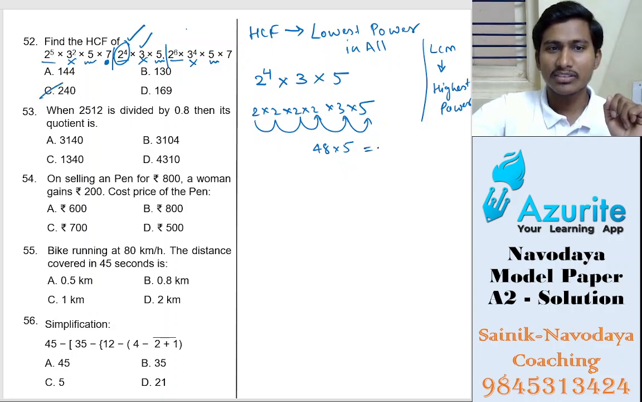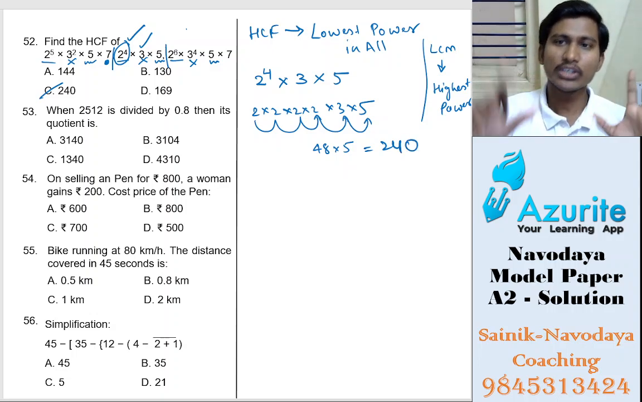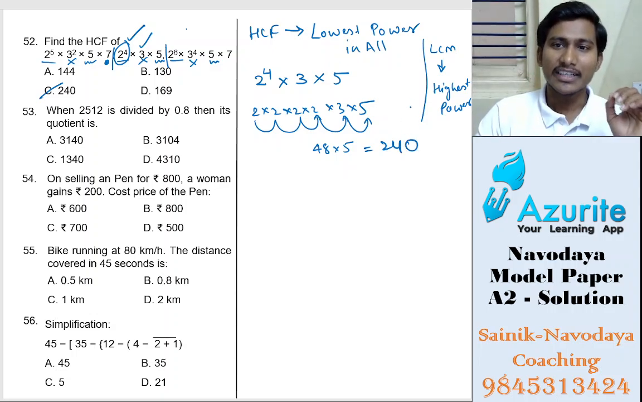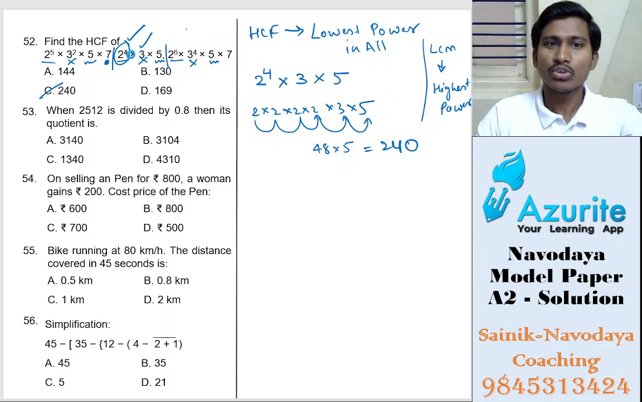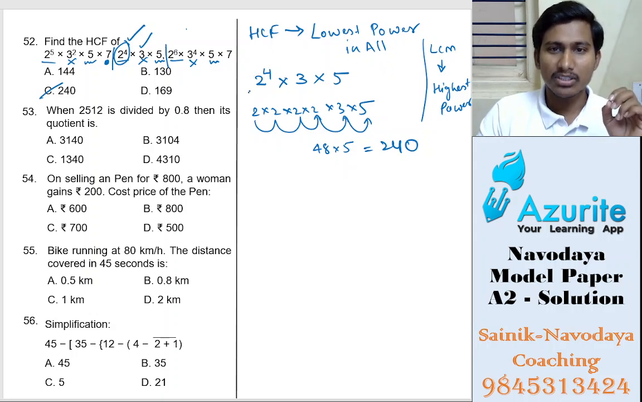240. So the answer is option C. So how do we do it in the power notation? We have to take the lowest power in all the numbers. Okay, lowest power in all the numbers. Understand? Good. So that is how you do it.